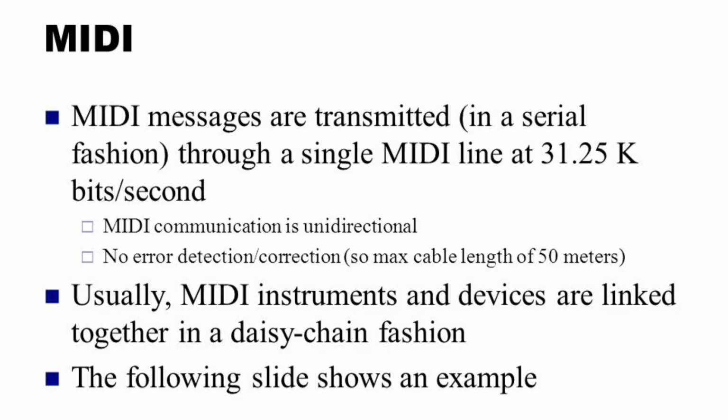MIDI messages are transmitted, in a serial fashion, through a single MIDI line at 31.25 kbits per second. MIDI communication is unidirectional. No error detection/correction, so max cable length of 50 meters. Usually, MIDI instruments and devices are linked together in a daisy chain fashion. The following slide shows an example.